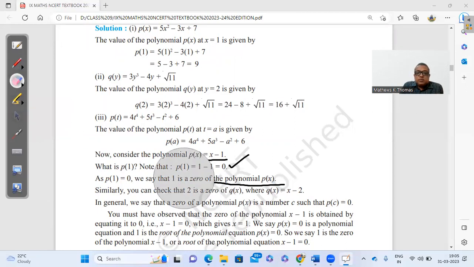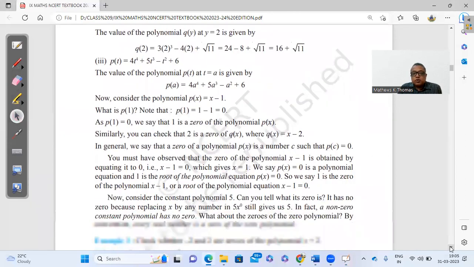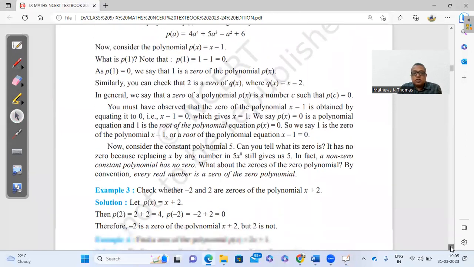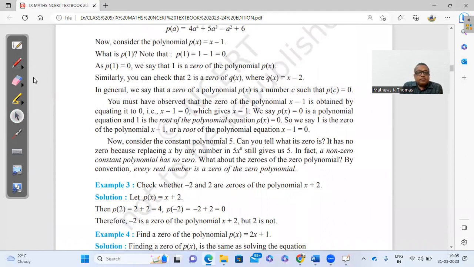So this is the meaning of zero of a polynomial. Put the value of that number in the polynomial. If I'm getting 0, then that is called a zero of a polynomial. So here they have said, if p(x) is a polynomial and p(1) = 0, then 1 is a root of the polynomial. So 1 is a zero of the polynomial or root of the polynomial. This is the same: zero of a polynomial or root of the polynomial.